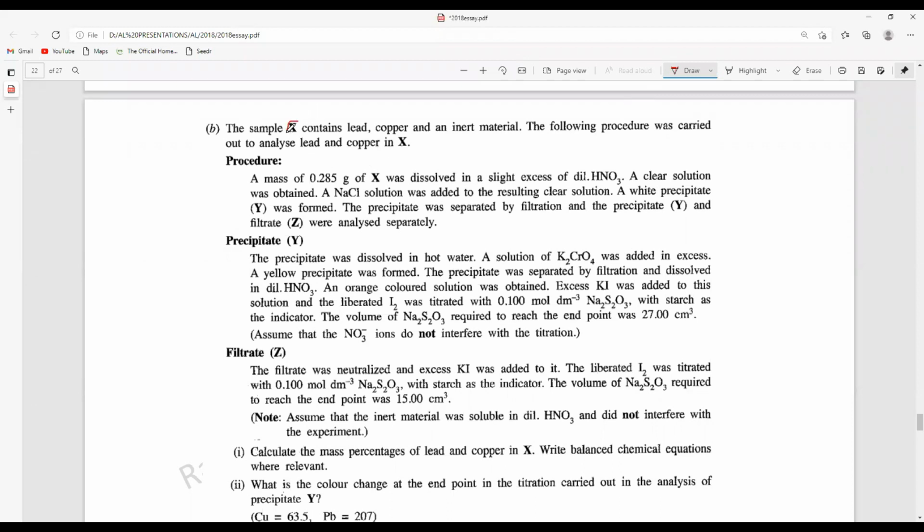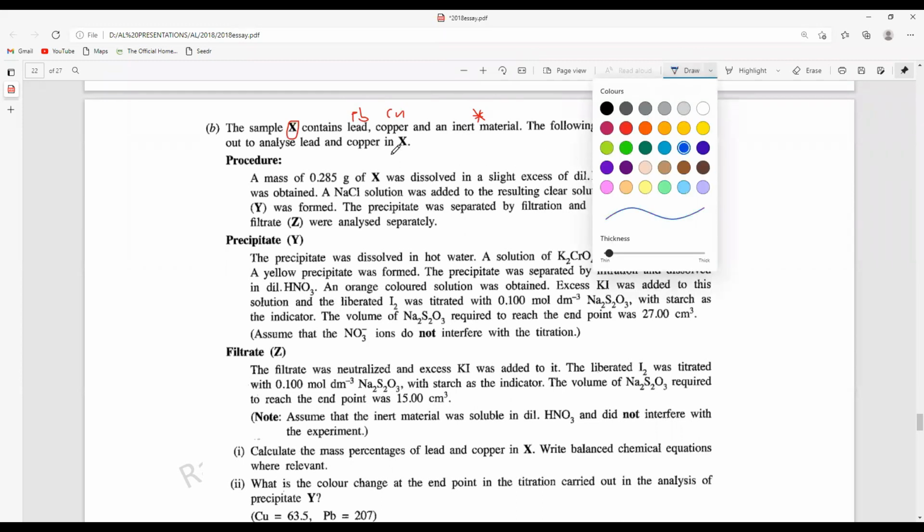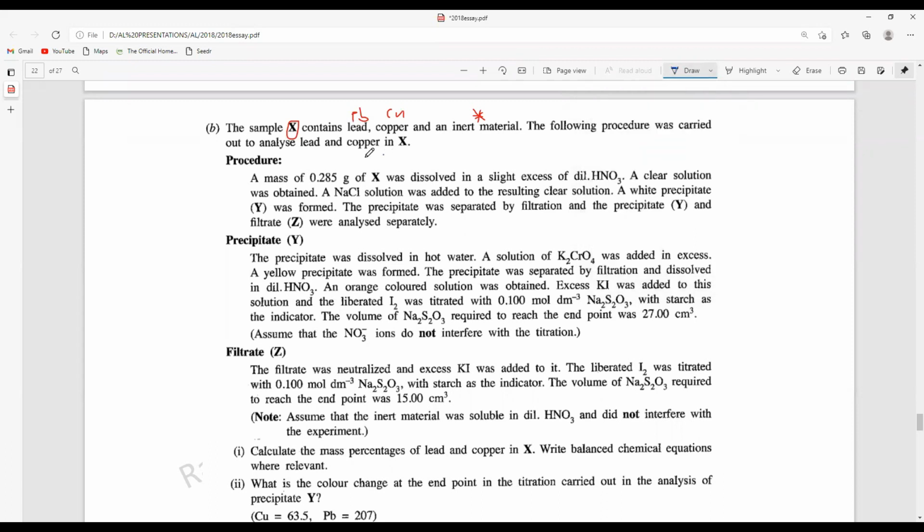Sample X. So sample X contains lead, Pb, copper, and some sort of inert material. So we don't know what this inert material is. It is inert. And the following procedure was carried out to analyze the lead and copper present in this X, right? So a mass of 0.285 g of X was dissolved in slightly excess diluted HNO3. So basically, when you dissolve in HNO3, what is happening here? Copper 2+ and Pb2+ are formed. There is this clear solution.